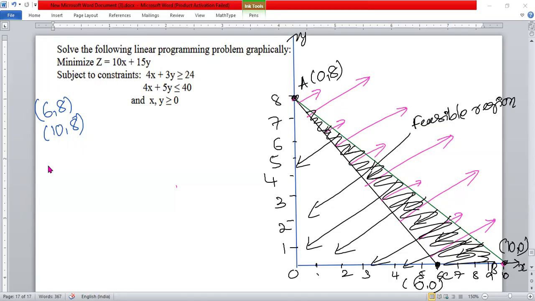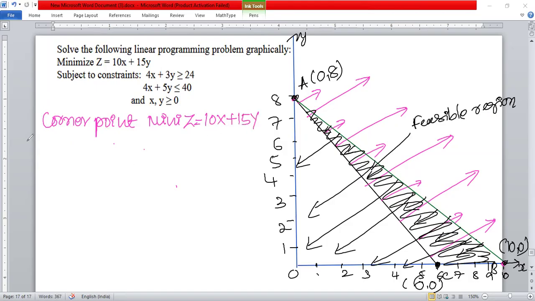Now the corner points. So minimize Z is equal to 10x plus 15y. The first one, A corner point, 0 comma 8. So Z is equal to 10 into 0 plus 15 into 8. 15 into 8, so 120. Answer is 120.